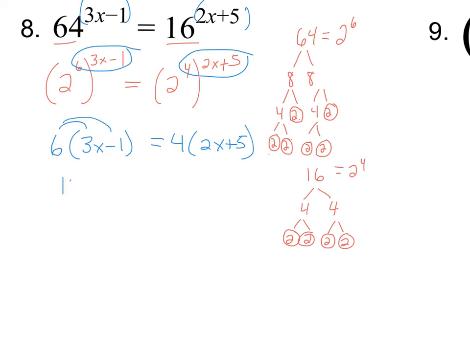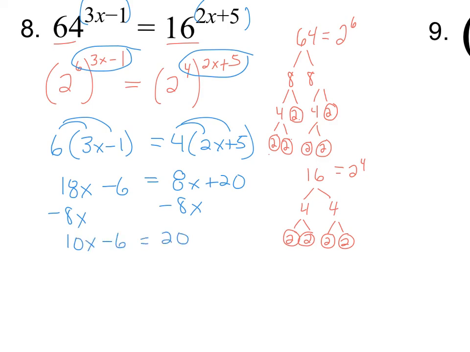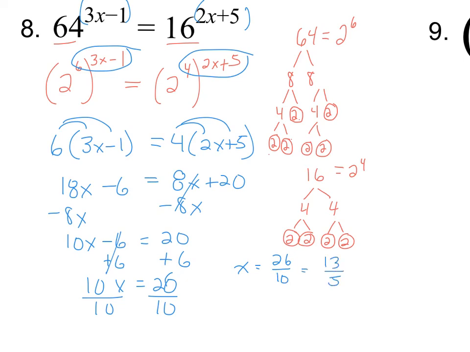So we have 6 times 3, which is 18x minus 6. And then we have 4 times 2, which is 8x plus 20. And so I'll just use my algebra to get everything on the same side. So I think I'll subtract 8x from both sides. That will give me 10x minus 6 equals 20. And again, I'm just doing fundamental algebra. Then I'll add 6 to both sides. So 10x equals 26. And then I'll divide by 10 on both sides. So x is going to equal 26 over 10. Or if I reduce it, that's 13 over 5.